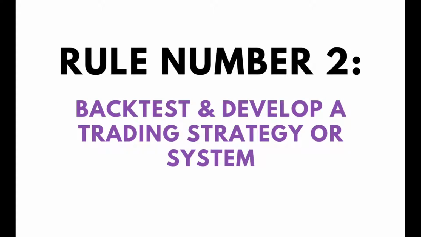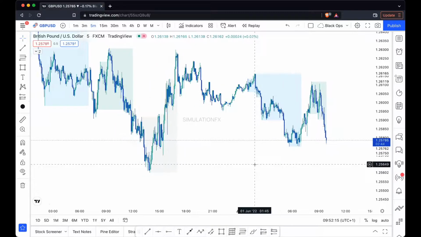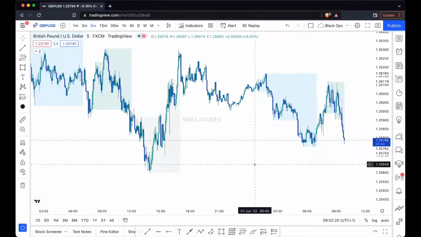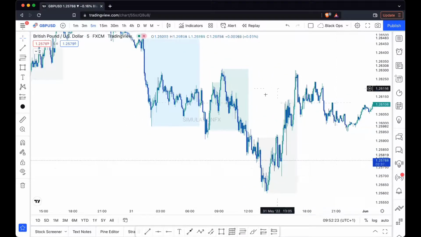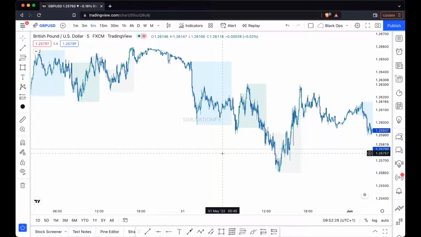Rule number 2. Backtest and develop a trading strategy or system. So in terms of backtesting and developing a trading strategy, all you have to do is go back in time and see what price does around the session you have picked to choose. So given that I've chosen the London session, so it's this one in green tint over here, I'm going to go back very quickly and see what I can see in terms of the data that's happened previously.